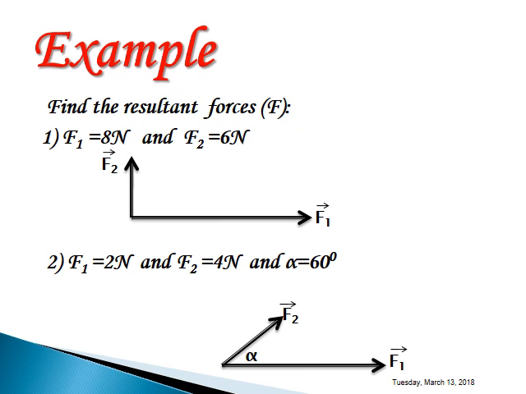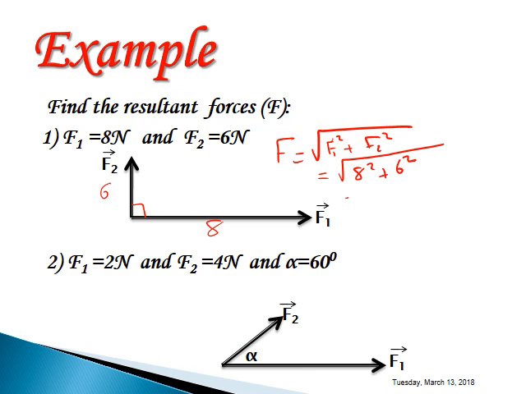Example, find the resultant force F. F1 equals 8 Newton, F2 equals 6 Newton. The angle between F1 and F2 is 90, so F equals radical F1 square plus F2 square equals radical 8 square plus 6 square equals radical 64 plus 36 equals radical 100 equals 10 Newton.